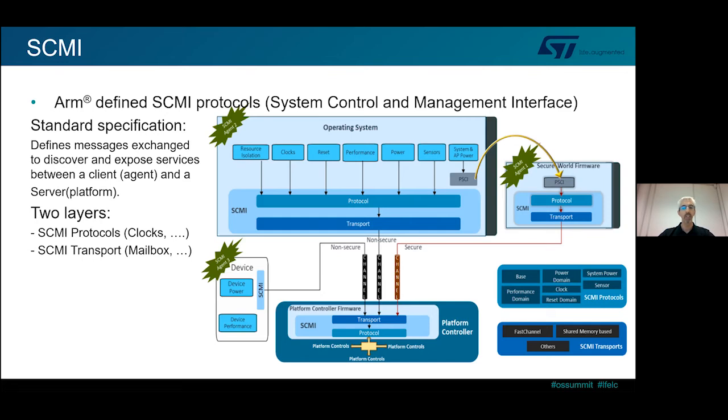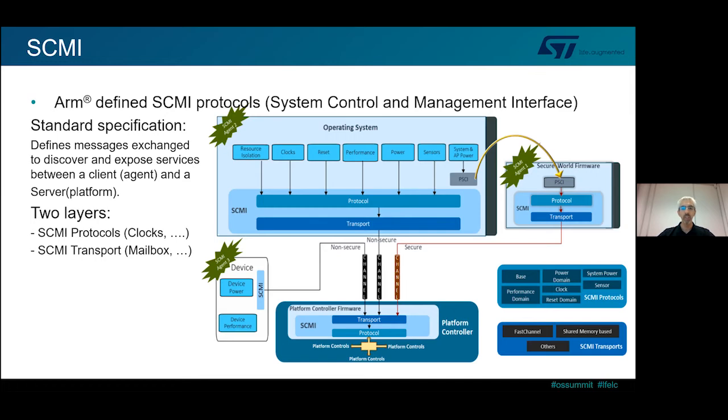It also includes protocols for clock management, which set and inquire the rate on platform-managed clocks. You have a protocol for the sensors, which have the ability to read sensor data and be notified of sensor value changes. Then reset domain management, as its name says, controls the reset of the different entities, and the voltage domain, which gives the ability to manage the voltage level of a domain and the voltage supply. So these are parts of the global or the specific SCMI protocols given by this specification.